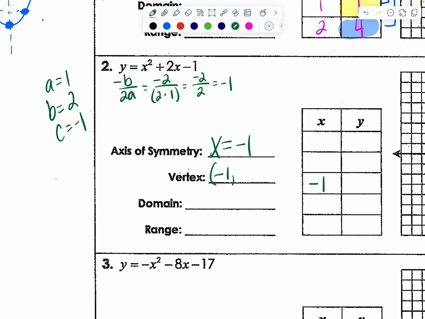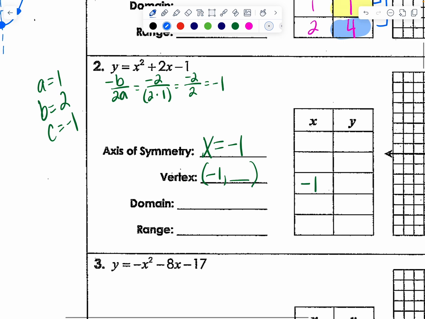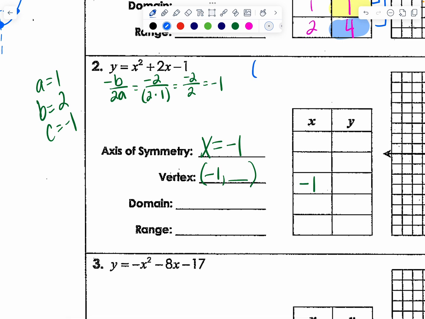To find the y value of our vertex, we're going to take -1 and plug it in to this equation where we see an x. Now, this work, again, can be done on your calculator. I'm writing it down so you can see how you should be putting it into your calculator. So it would look like this: -1, all of that in parentheses with the squared on the outside, plus 2 times parentheses -1, and then -1.